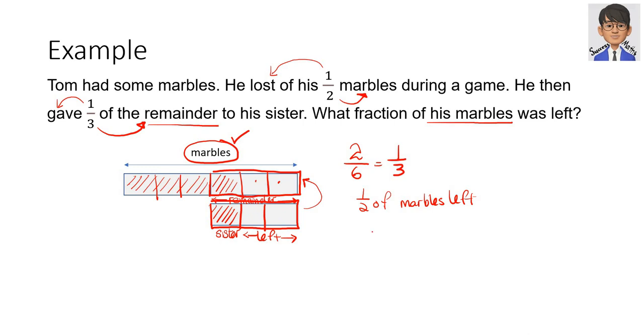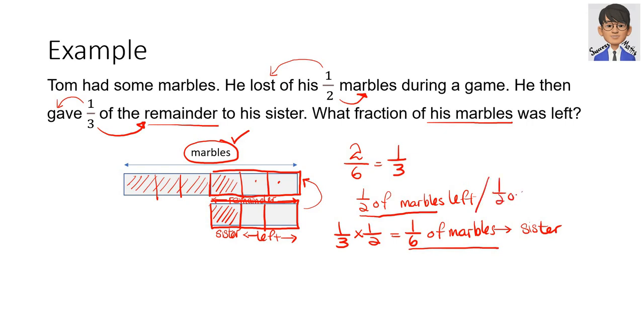Then this half here, you know that 1/3 of the half is given to the sister. So the fraction of the marbles given to the sister is 1/6 of the marbles. Then you realize these two fractions, the half of the marbles lost and the 1/6 of the marbles, are referring to the same whole. So in other words, half of the marbles were also gone.